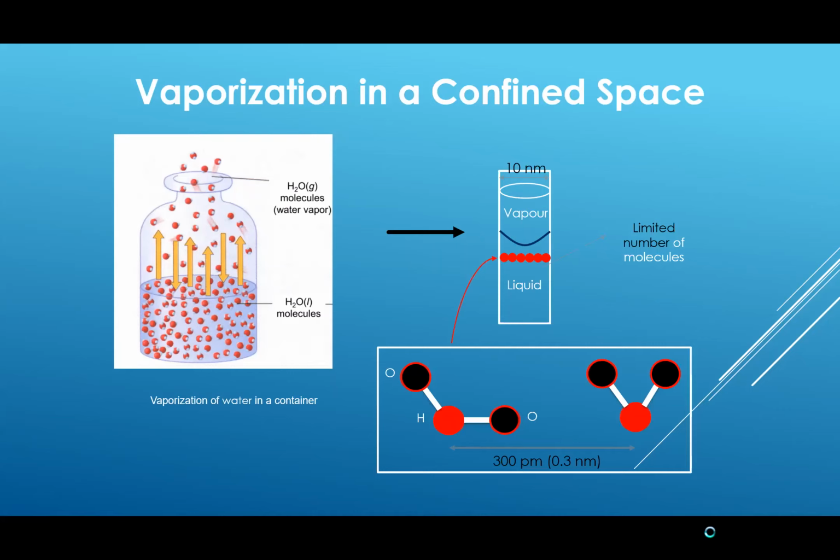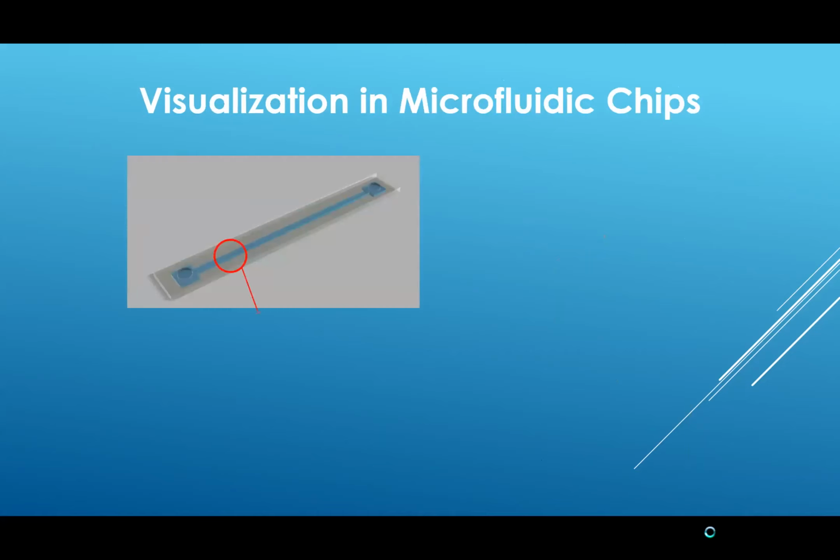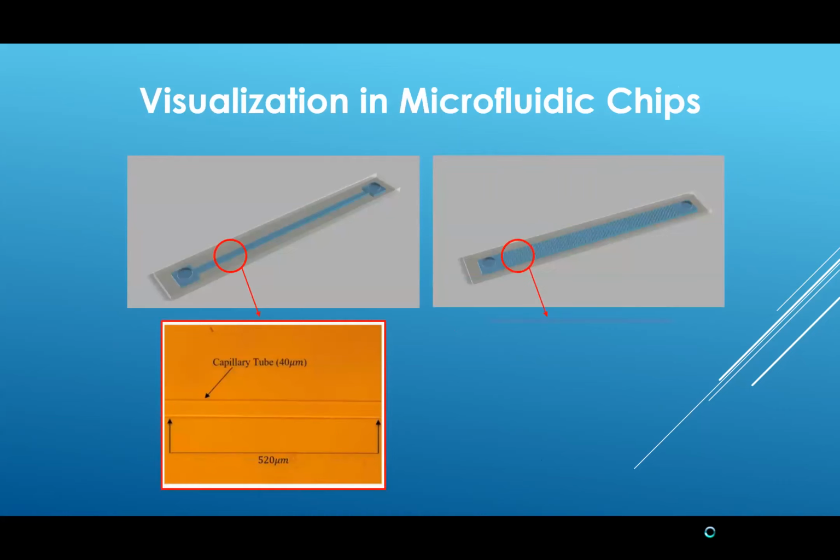However, if we put water into a 10 nanometer pore, there will be a limited number of water molecules in the system, and these molecules will have a powerful interaction with the pore surface. Causing vaporization or condensation will require us to overcome the bonds between the molecules and the surface molecule interaction as well.